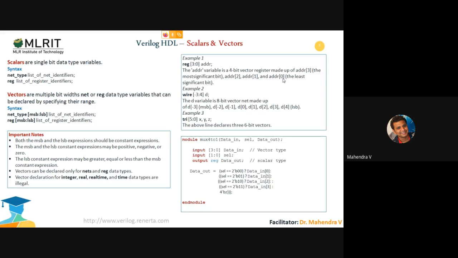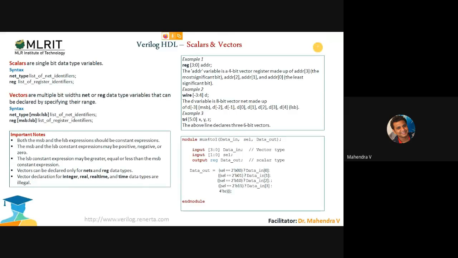ADDR2, ADDR1, ADDR0. But look at the second example, wire [-3:4]. That means it starts from -3 to 4, that is -3, -2, -1, 0, 1, 2, 3, 4. Total how many? 8 bits. Okay, now this is another example.